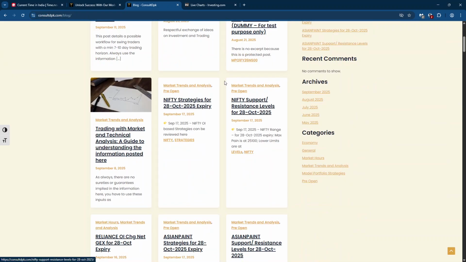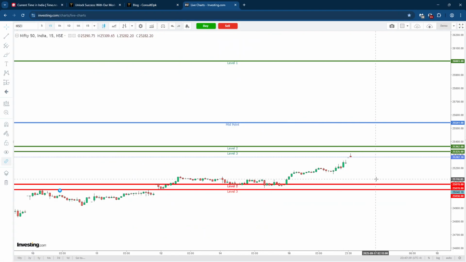Today's supports are at 25,038 and 25,078 on the downside, and resistance is at 25,325, 25,362, and 26,003. The midpoint of balance of the market is at 25,541. Finally, we look at the gamma exposure or JEX charts.